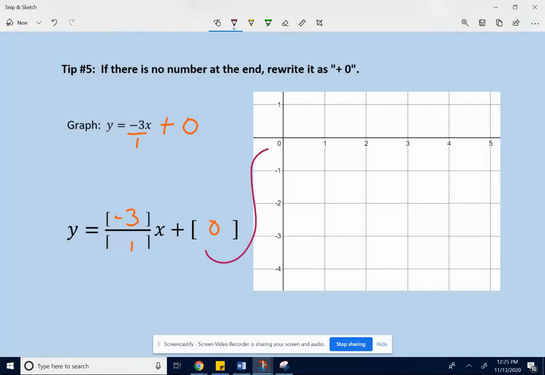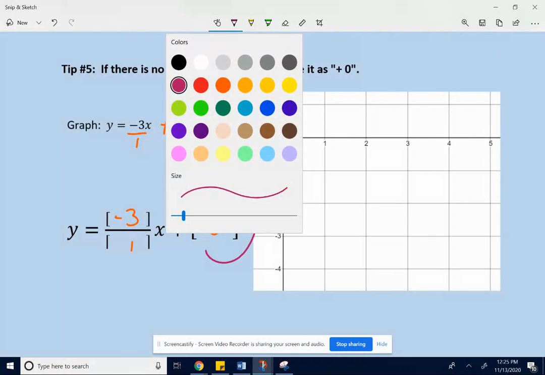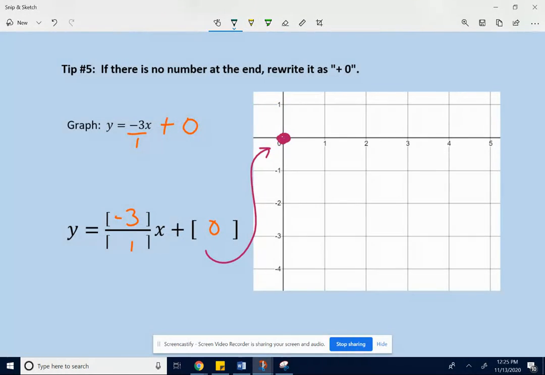We find 0 on the y-axis because that's the y-intercept. We're going to use our slope to travel. The rise on top is negative. That's down instead of up. The run on the bottom is positive, so that's right instead of left. So from 0 on the y-axis, we're going to go down 3, right 1. So starting at 0, down 3, right 1.